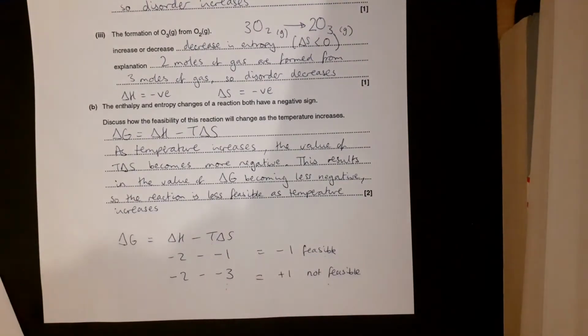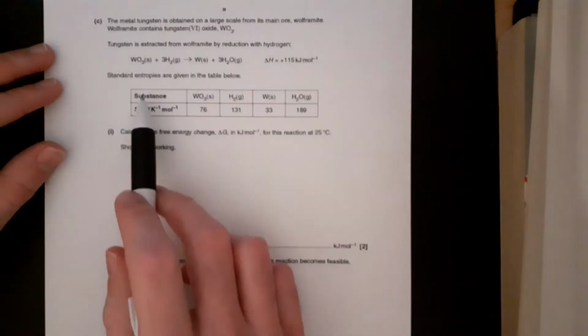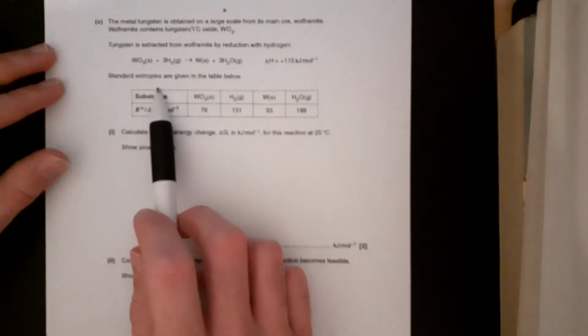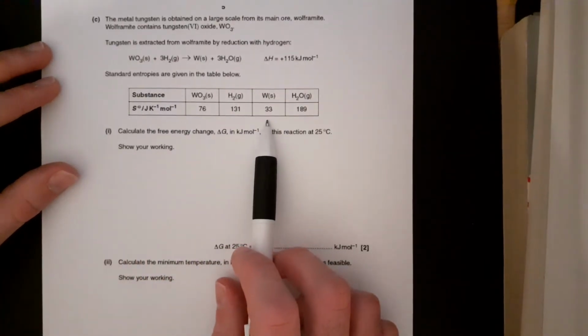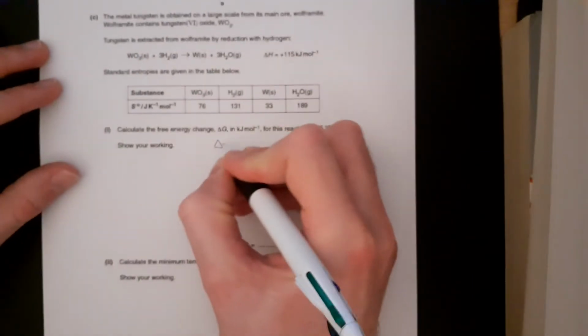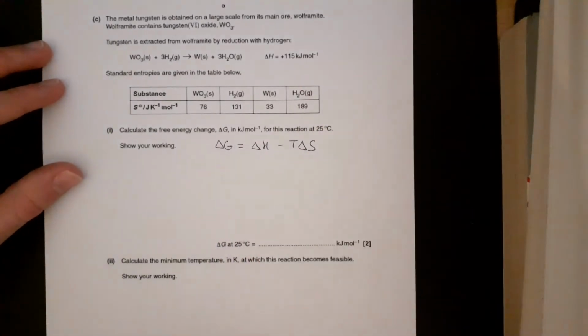Okay, so again, we've got a mixture of some wordy questions there and then some calculations. And again, these are very similar calculations to the previous video on this topic. So here we've been given some sort of reaction with tungsten, okay, whatever. Standard entropies are in this table. Calculate the free energy change. Okay, so if we want to calculate delta G, we need to do delta G is delta H minus T delta S. We're doing this equation again.